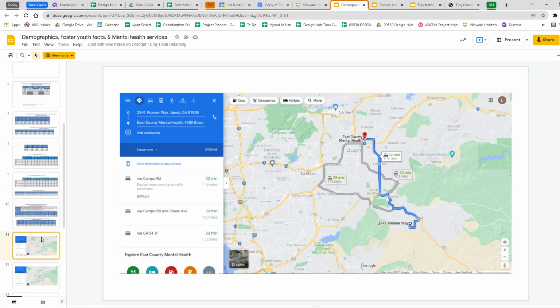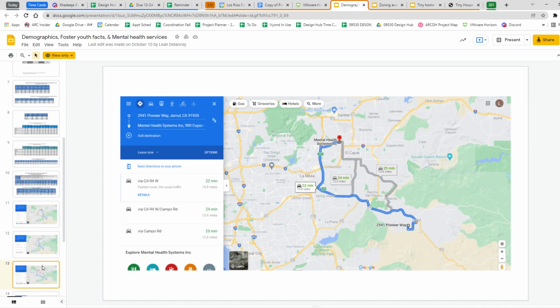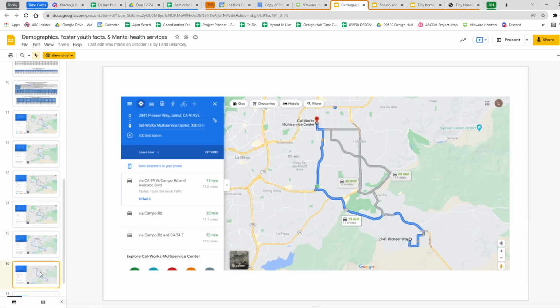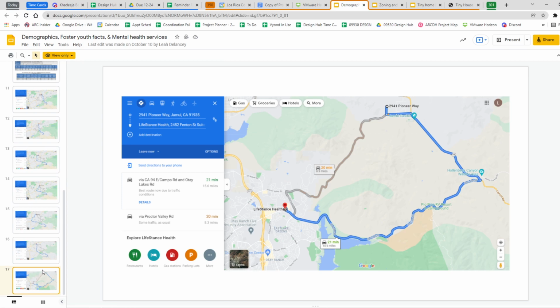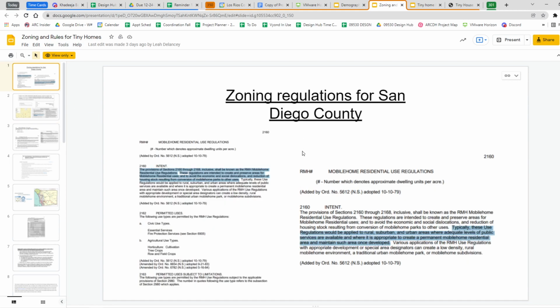So Leah did a really nice job of showing where things are, how they're set, what some of the services are. This is just an excellent presentation that our clients will be able to use as they make their proposal and make their plans. In addition, we need to know what the zoning is like in San Diego County, because that's where they are. And Leah again did this one, and she's highlighted.